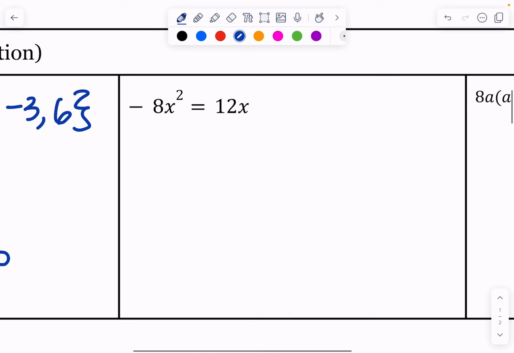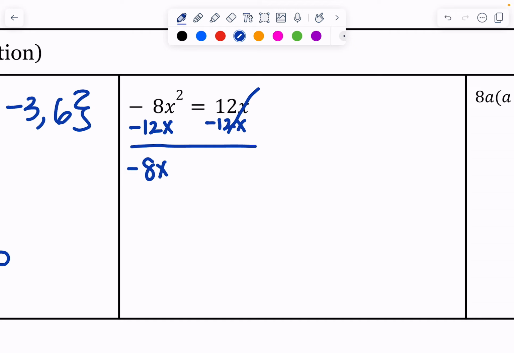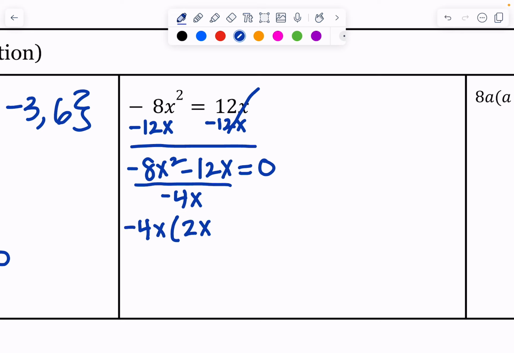Next, we're going to subtract 12x from both sides. And we're going to have negative 8x squared minus 12x equals 0. We're going to take out a greatest common factor from both of these, and we're going to divide both by negative 4x. So that leaves us negative 4x times 2x plus 3 equals 0.